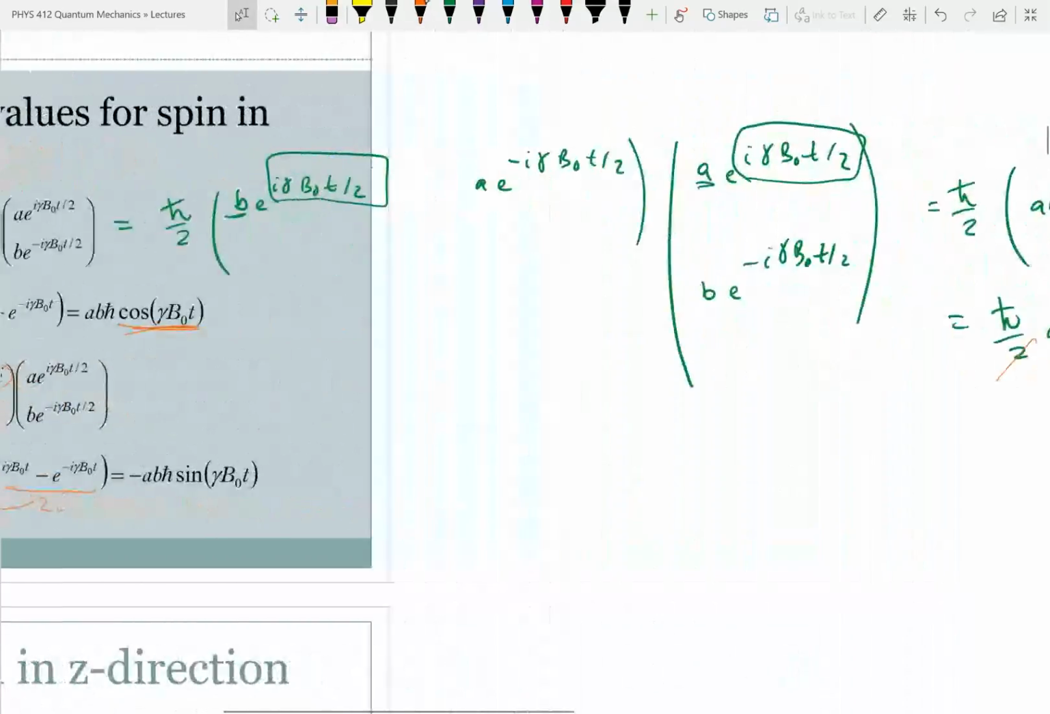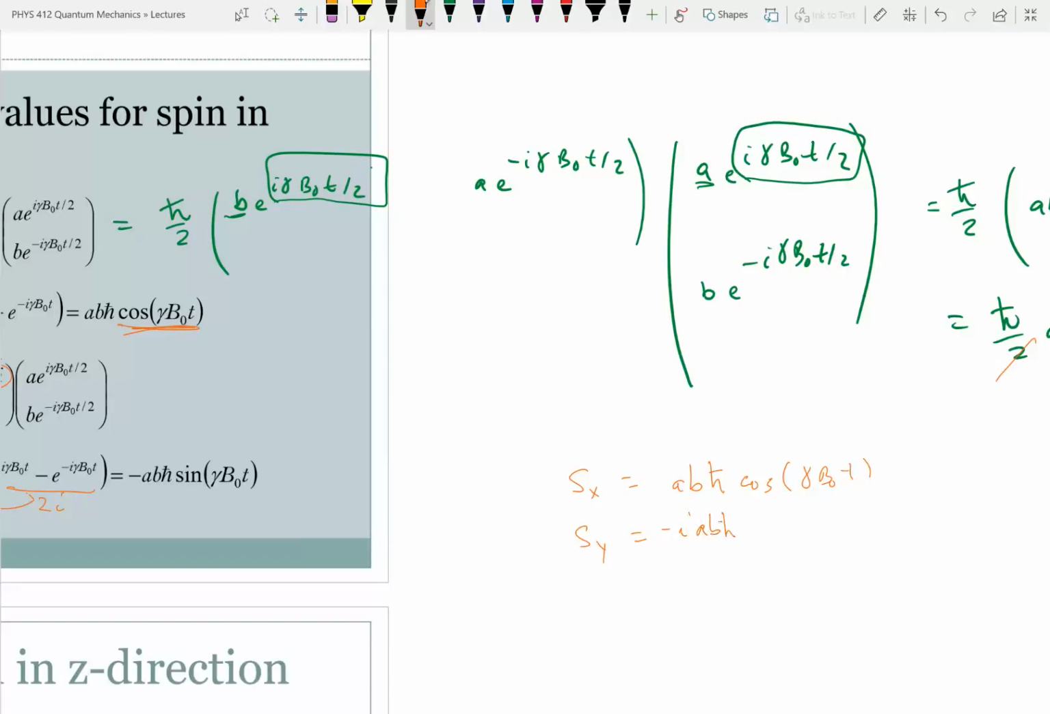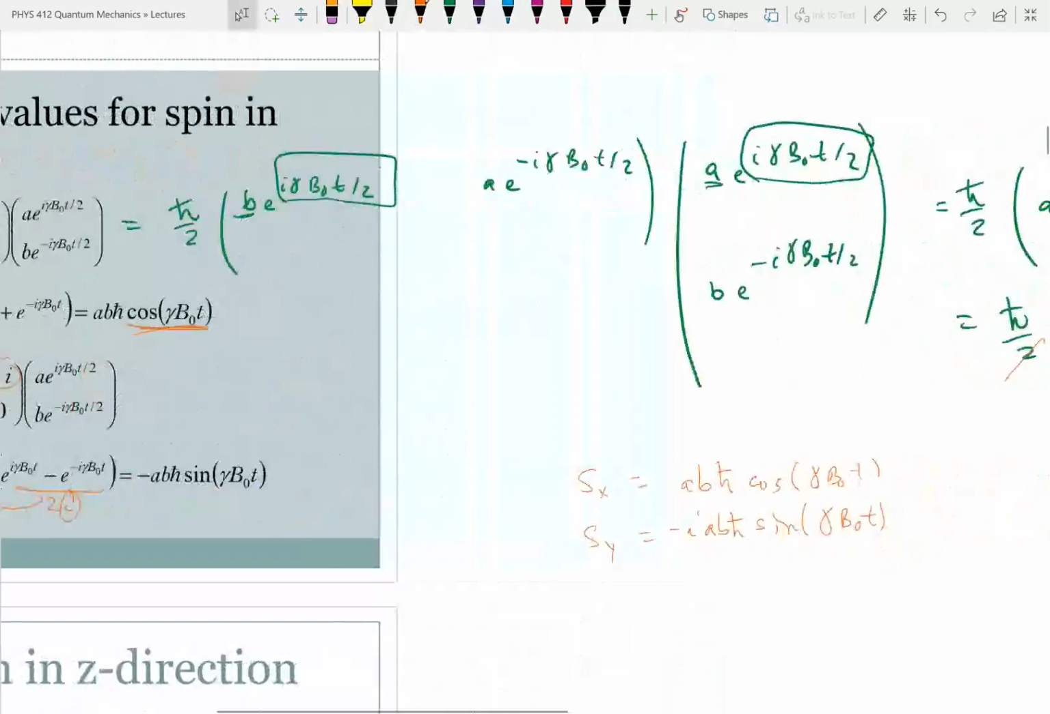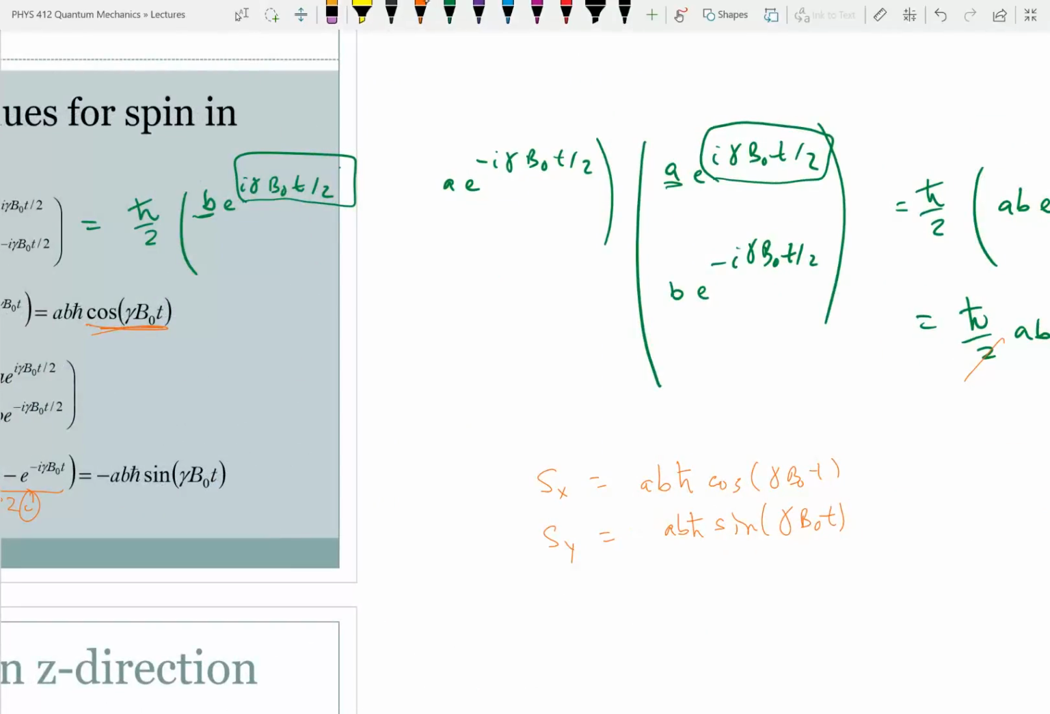So my Sx, my Sy, and what this is, oops, the i's disappeared because the i goes into that. I was like, whoops, I got a mistake with that i.